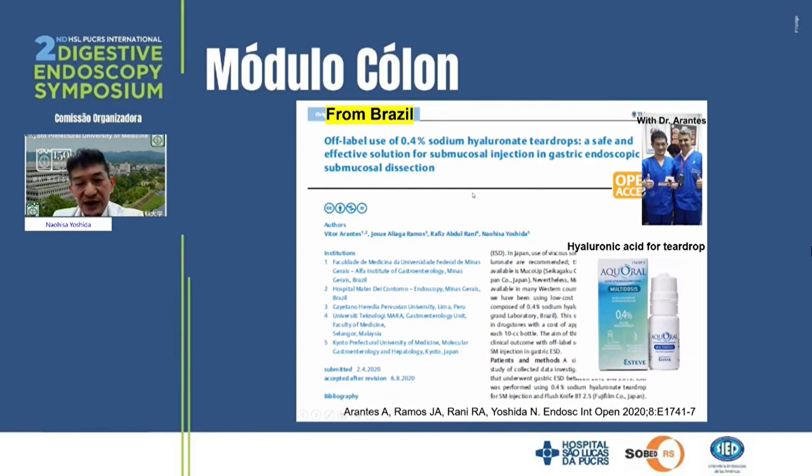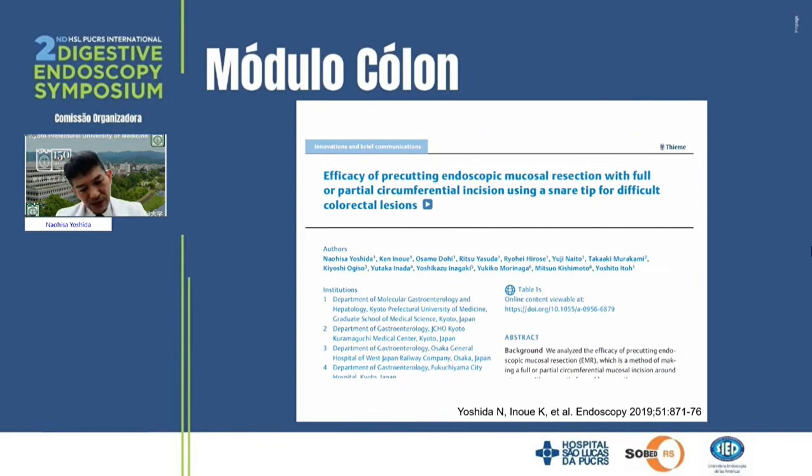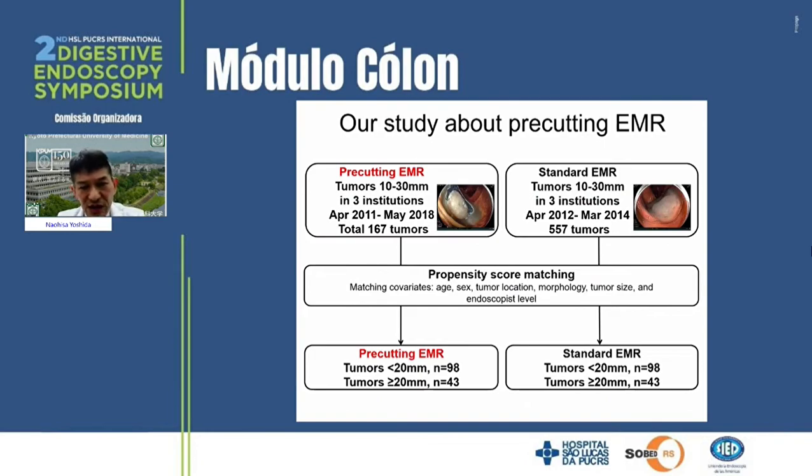My friend, Dr. Arantes, already published off-label use of this teardrop hyaluronic acid for endoscopic resection, especially ESD. And we previously performed a study about precutting EMR. So I'd like to introduce our study. In our study, it was a retrospective setting. We collected precutting EMR cases. The size of lesion was 10 to 30 millimeter. And it was a multi-center study. The cases collected in three institutions. And totally 167 tumors were collected.